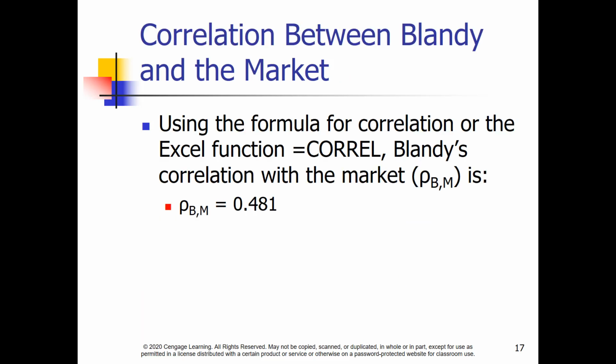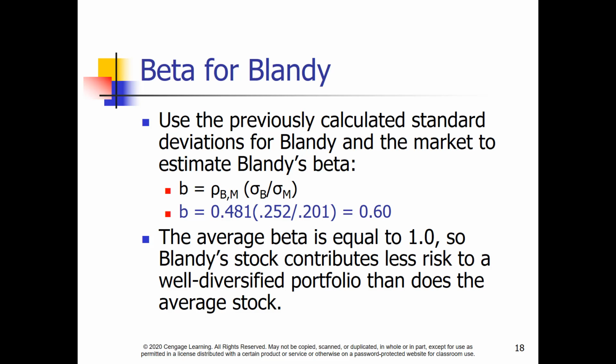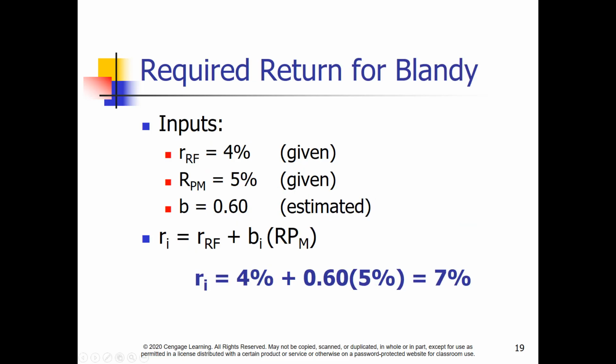Now that we've explored the theory behind CAPM and the security market line, let's apply it to our sample companies, Blandy and Gourmange. First, we need the correlation of Blandy's returns with the market, 0.481. Applying Equation 6.8 using Blandy's data, we arrive at a beta of 0.60, significantly less than the market-defined beta of 1.